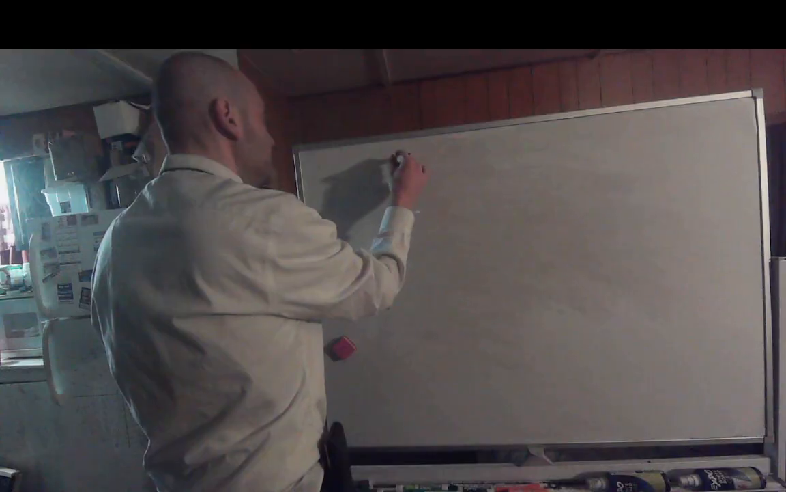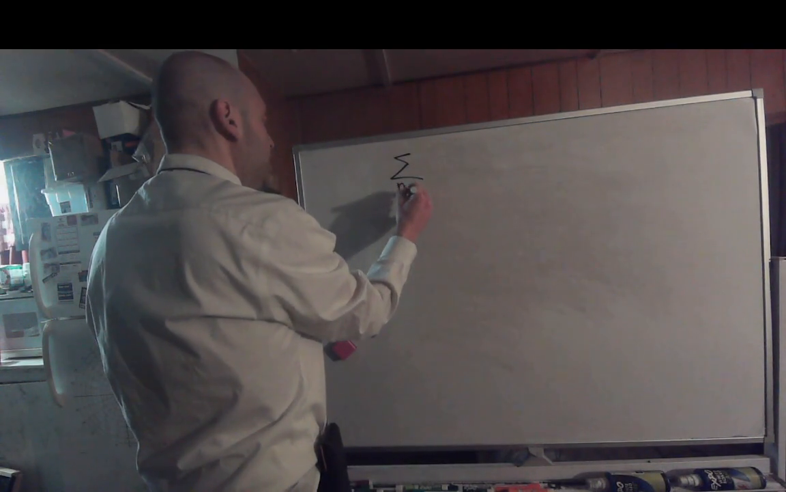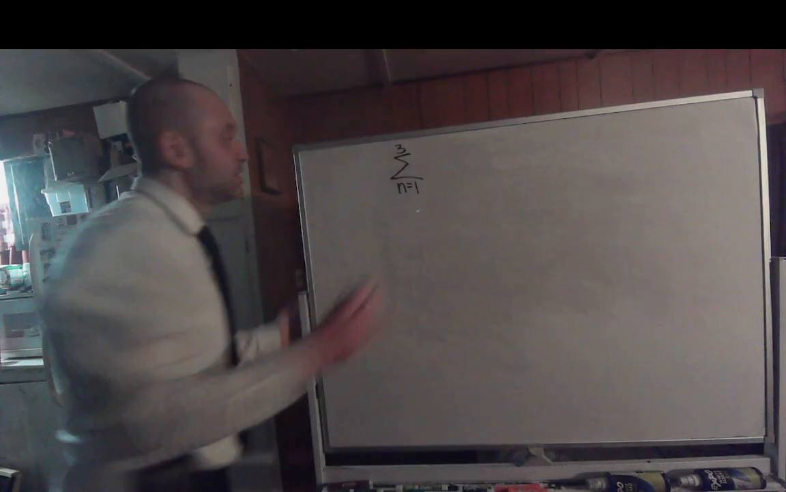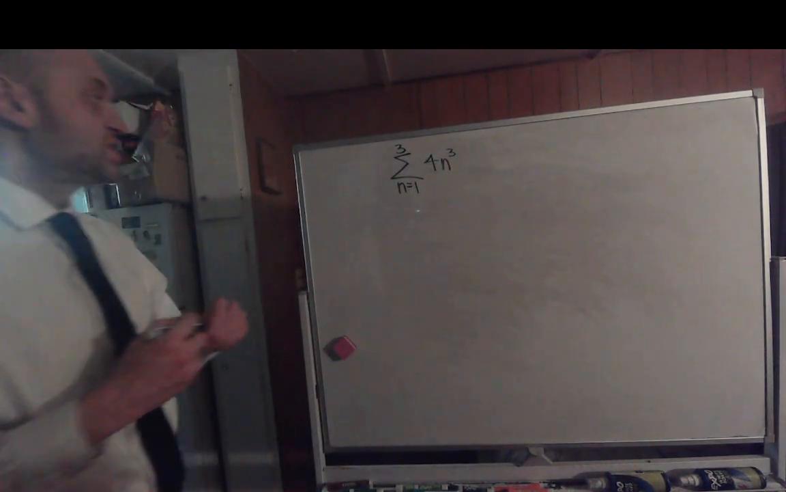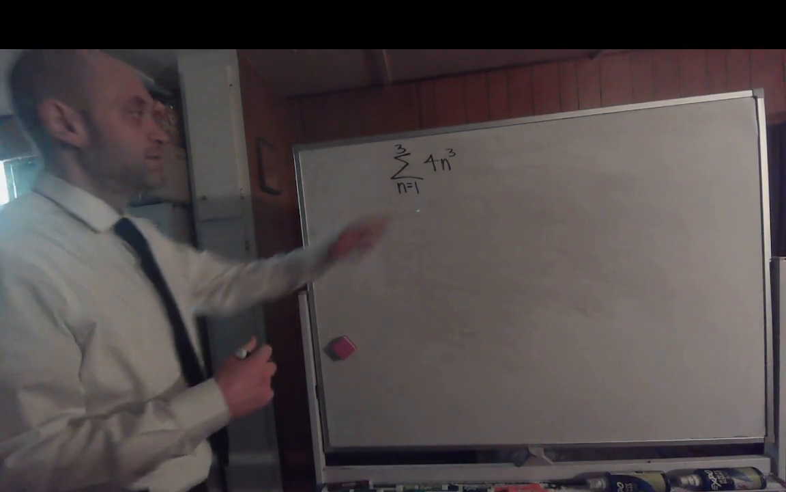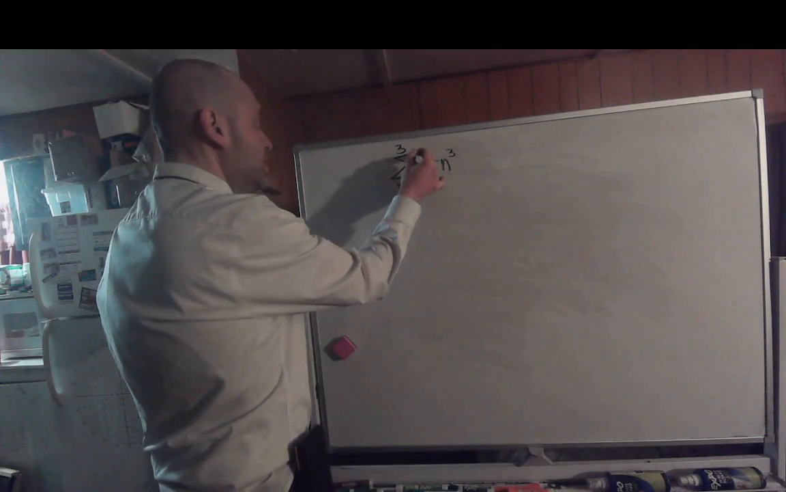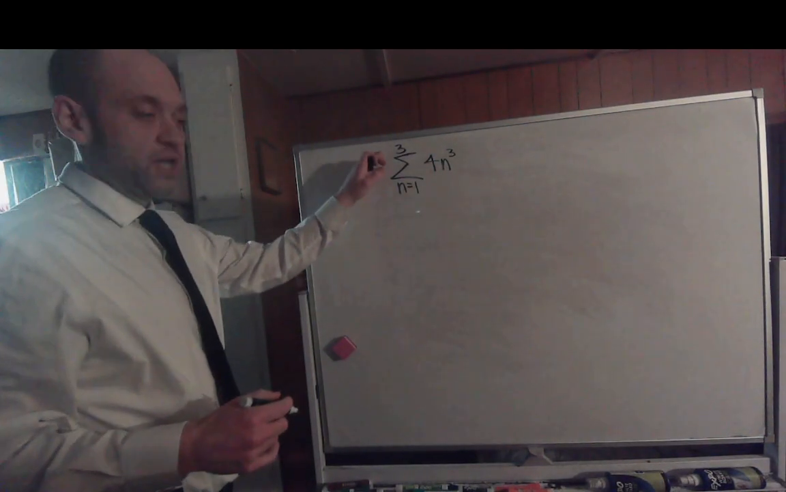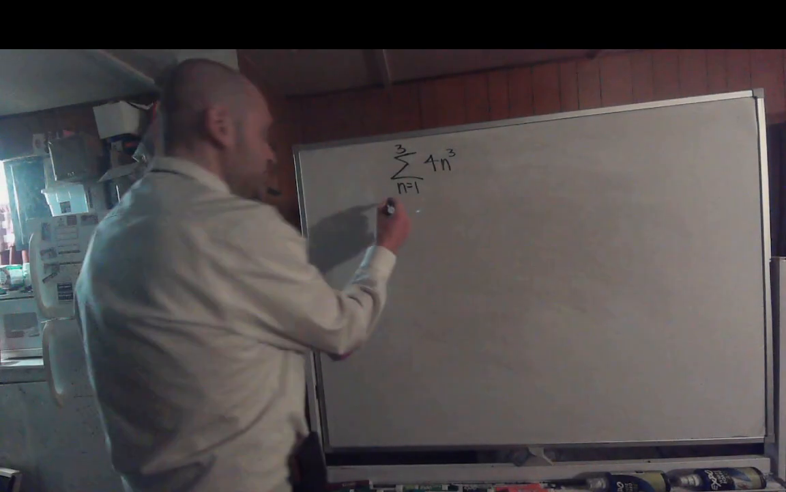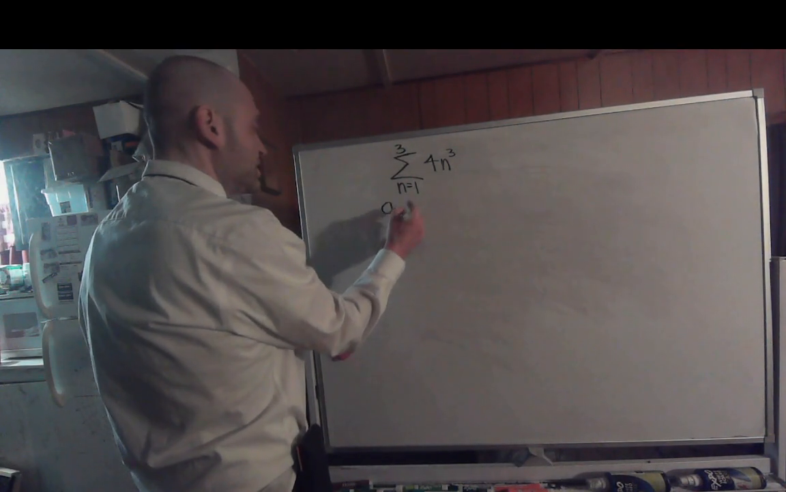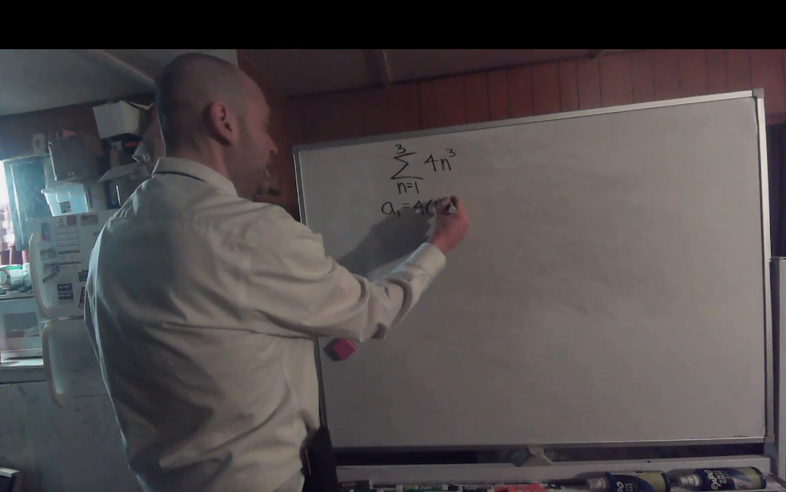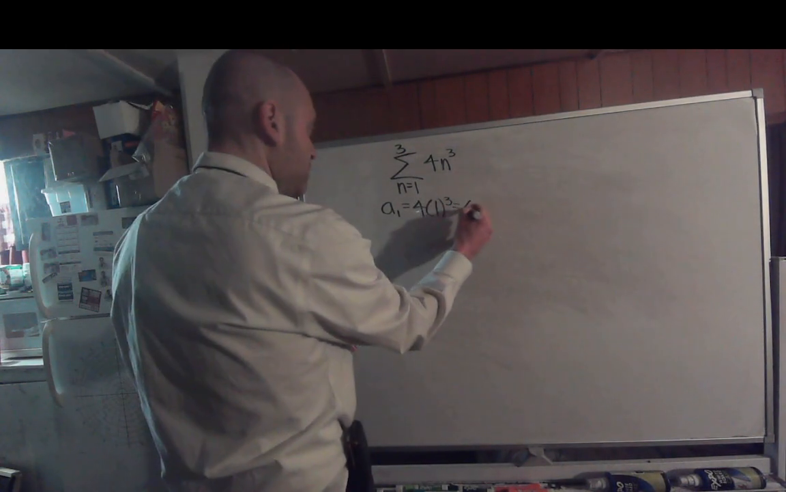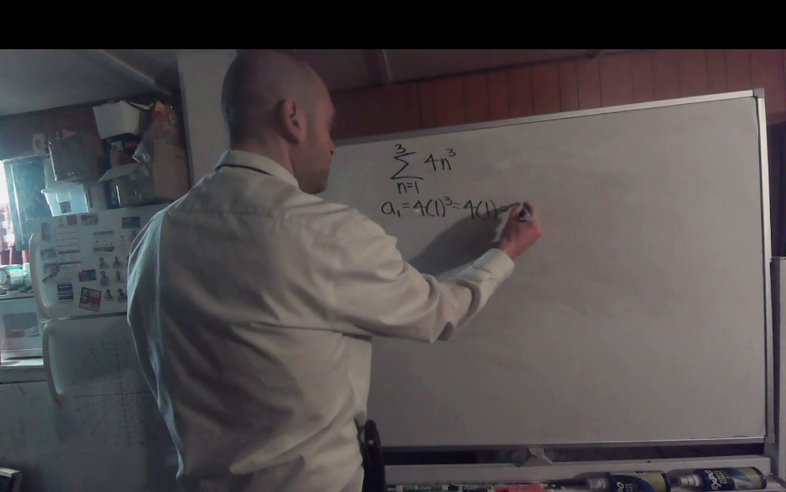Alright, so we have the sum from n equals 1 to 3 of 4n to the third power. So we start with the first term, only go to the third term. So let's go ahead and find those three terms. So a sub 1, since we're starting on the first term, that's going to be 4 times 1 to the third power, which would just be 4 times 1, which is simply 4.